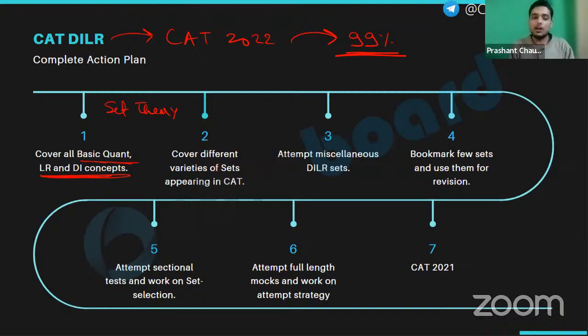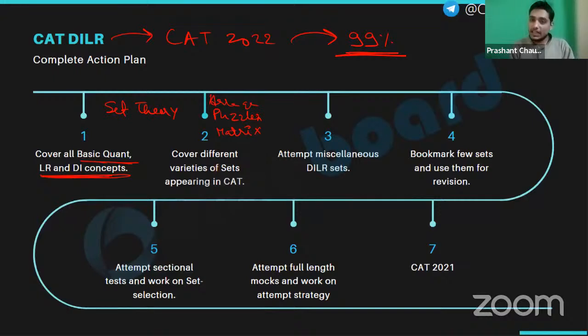Now, coming to our second step, that is cover different varieties of sets appearing in CAT. That means you need to cover arrangement. You need to cover puzzles. You need to cover matrix match, because these are types of sets that are actually asked in the CAT itself.